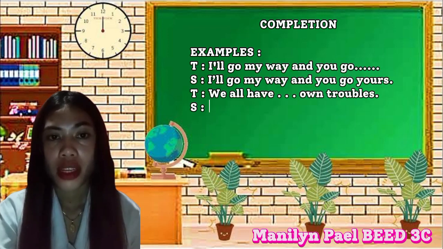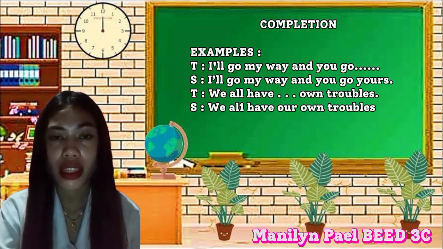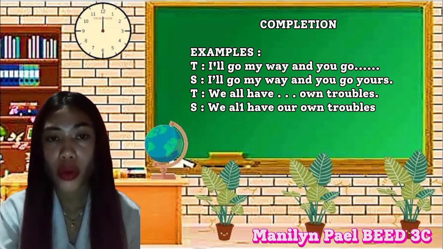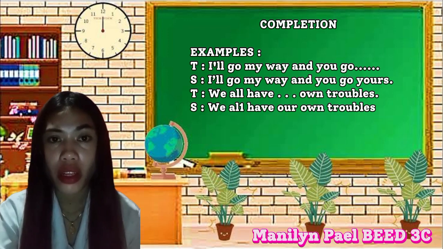Examples: Teacher, I'll go my way and you go. So, there is a missing word in the given sentence of the teacher. Student, I'll go my way and you go yours. So, the missing word there is yours. Teacher, we all have own troubles. There is a missing word also in the given sentence. Student, we all have our own troubles. Certainly, the missing word there is our. So, the students apply their knowledge of grammar rules and vocabulary to complete the sentences correctly.